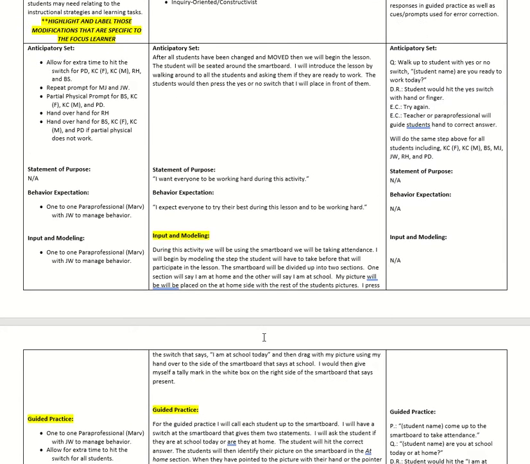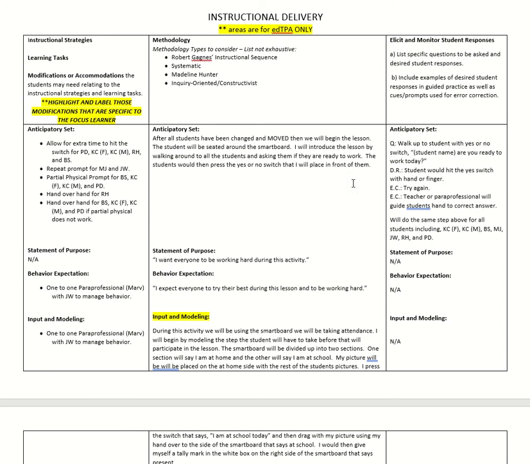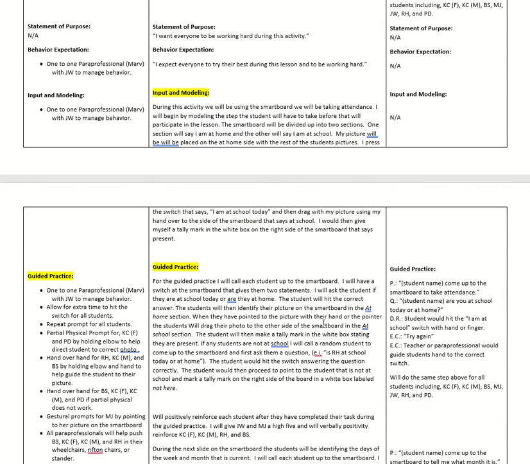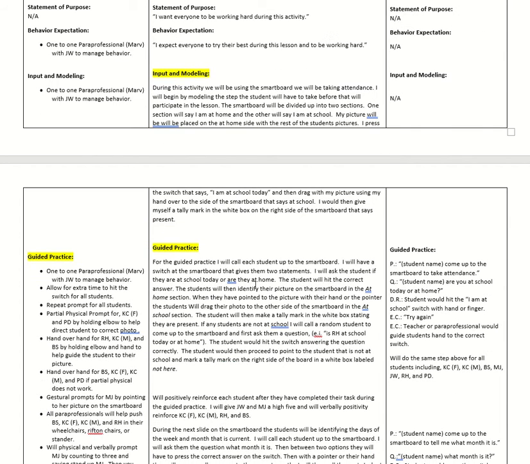There's one more thing I wanted to go over. During her modeling portion, for the multiple means of representation, I like how she used her picture here. I thought that was a good idea, so the students could get a good visual of that, and then see her doing what she wanted them to do.